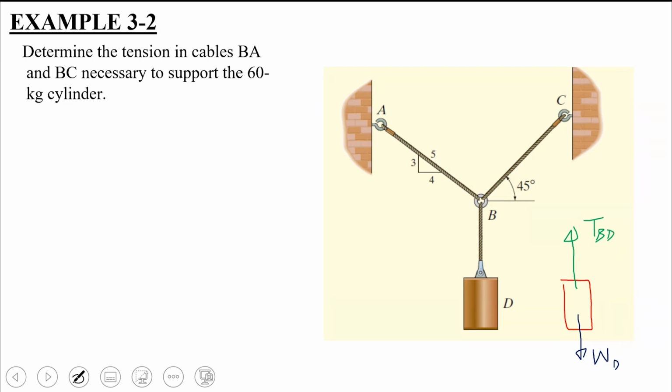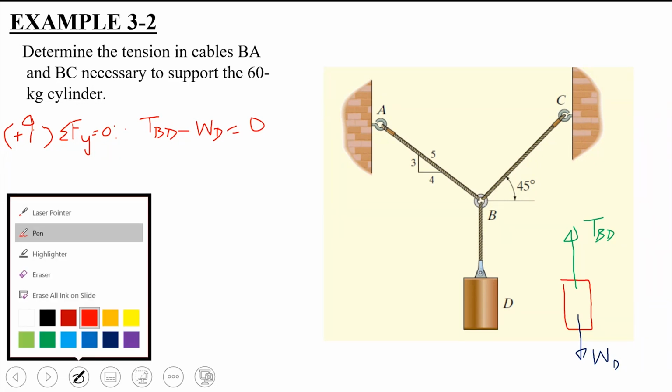So the free body diagram of this cylinder is now complete. Now once the free body diagram is complete, I'm going to apply the condition of equilibrium on this cylinder along the y-axis, क्योंकि आपके पास जो forces हैं वो y-axis के along हैं. I'm going to take positive y direction upward, and apply the condition of equilibrium, which is summation Fy equal to 0. So TBD minus WD should be equal to 0. I hope this equation is clear to all of you. Yes sir, it's clear.